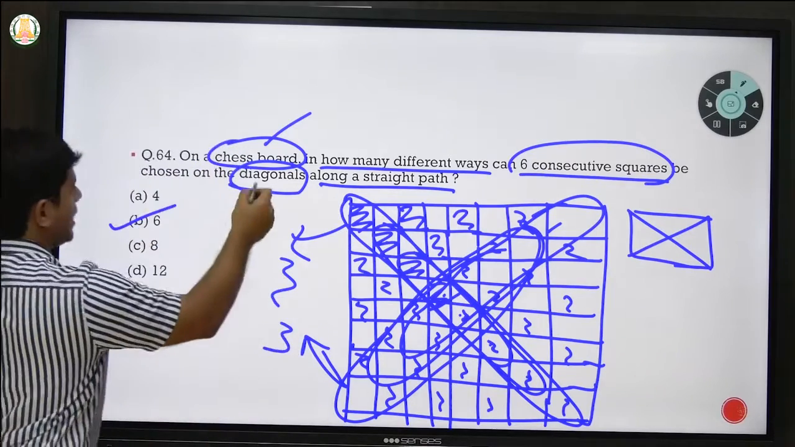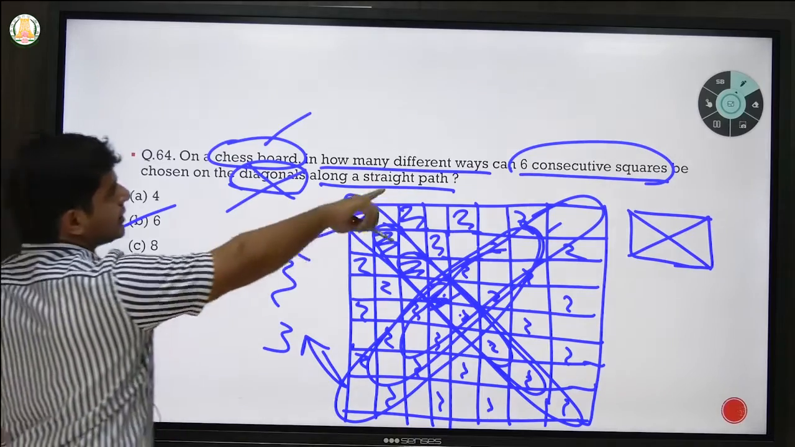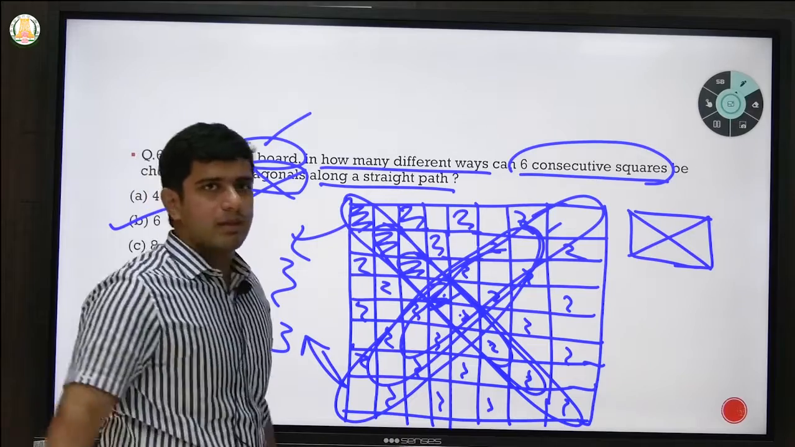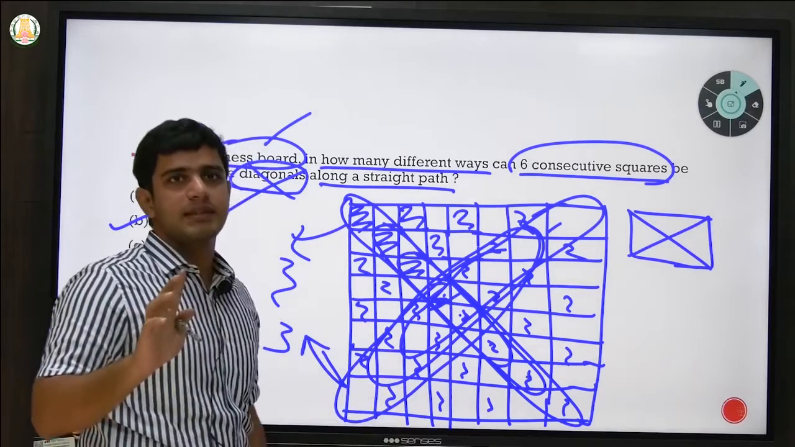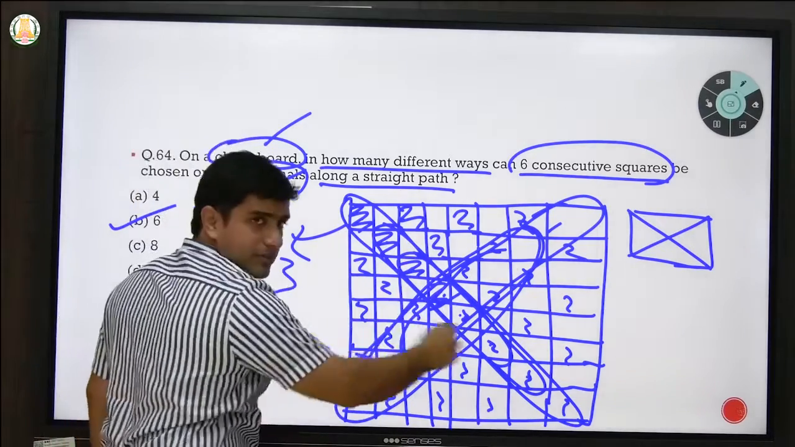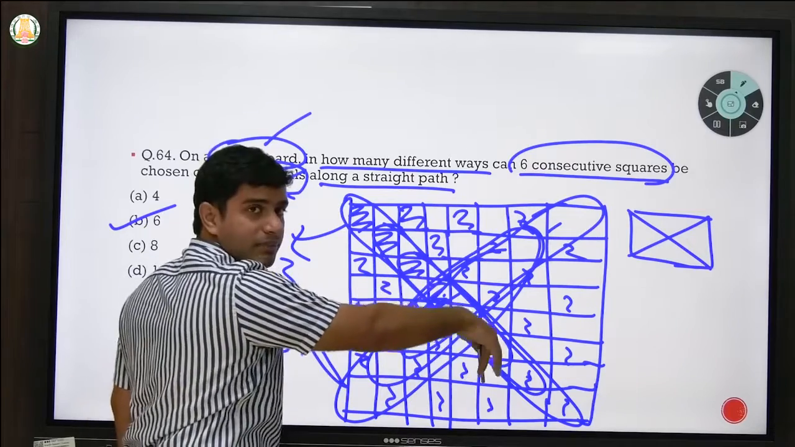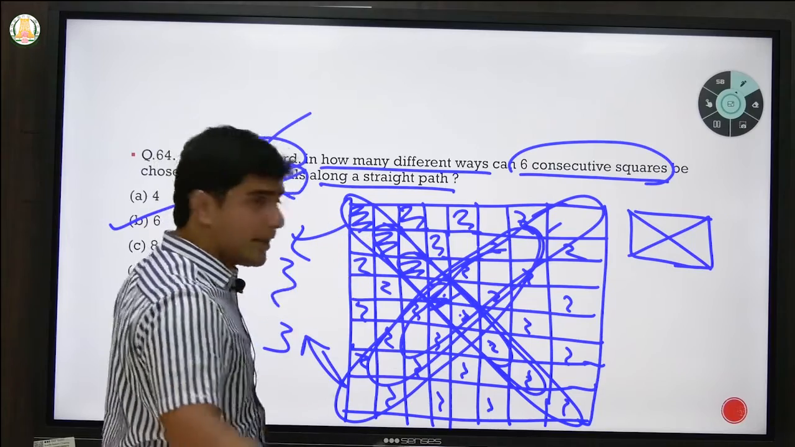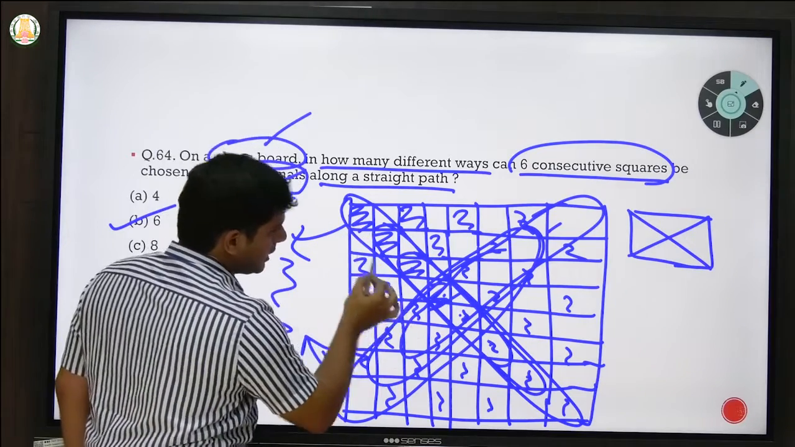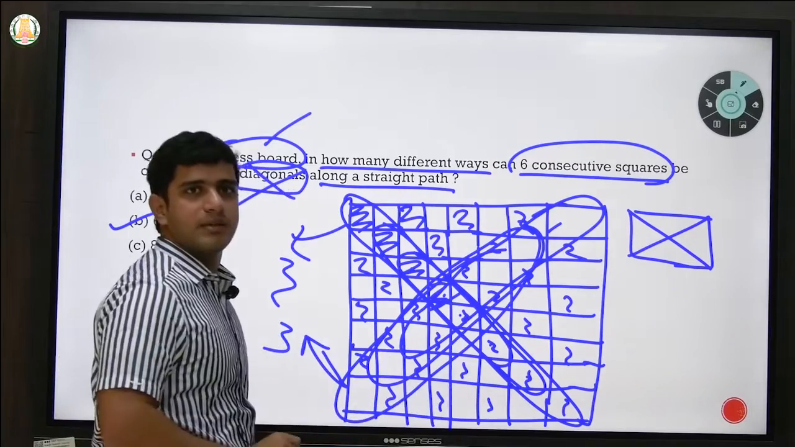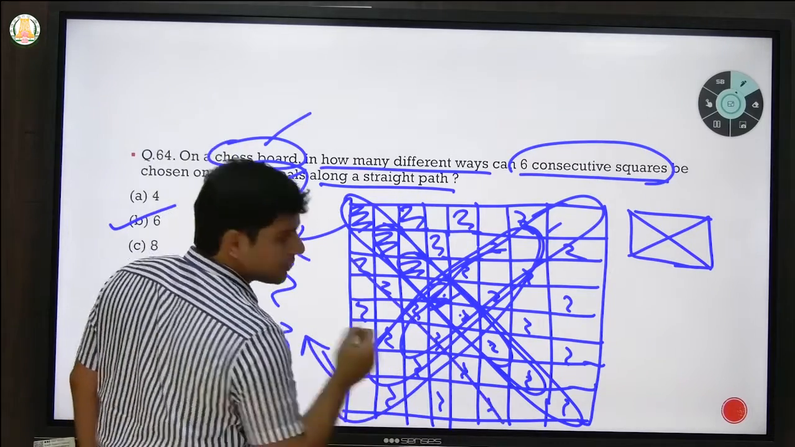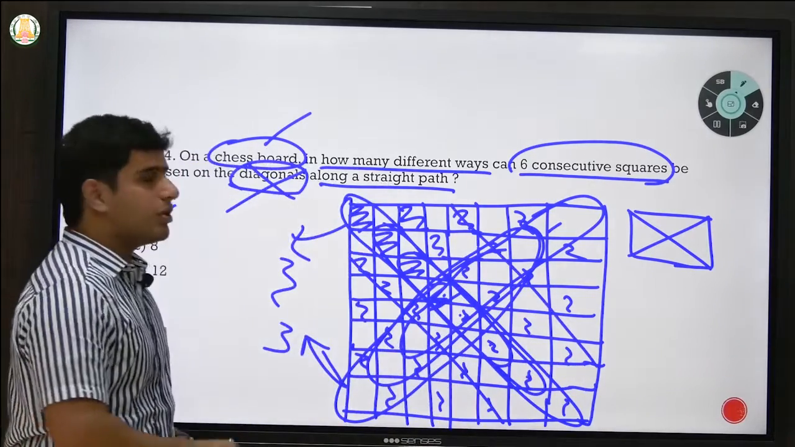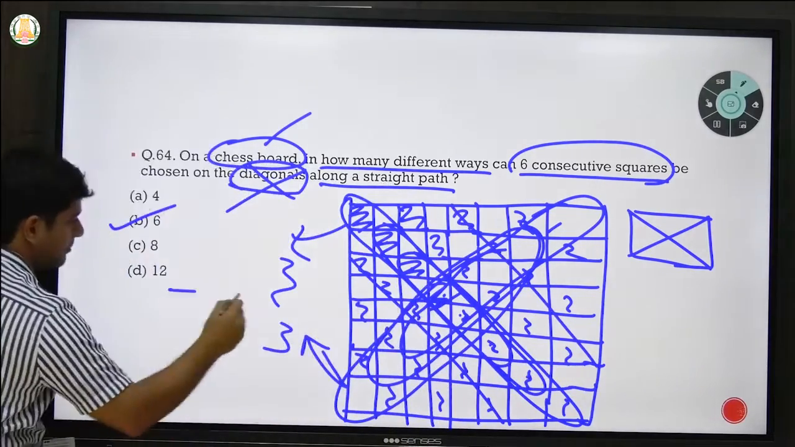True. So, let's say he removes this term, and he says how many different ways can 6 consecutive squares be chosen along a straight path. That means how many straight paths are there? Every row is one straight path. Every column is one straight path. Then every diagonal will be one straight path. And be careful, not only the diagonal, the lines parallel to the diagonal will also be a straight path. Even this will be a straight path for you. And this will also be a straight path for you. So, your diagram will look something like this.